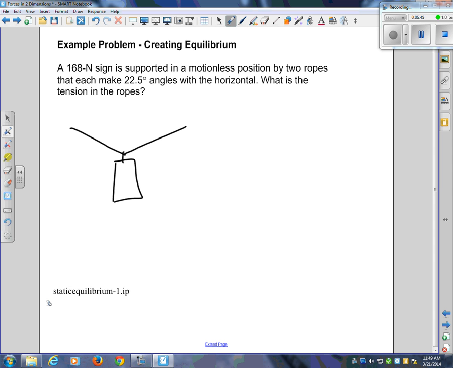Okay, so we've got 168 newtons down. And it's supported in a motionless position by two ropes that each make 22.5 degree angles with the horizontal. So in other words, this right here is 22.5, as is this one, 22.5. Now, there's two ropes, so I'm going to call this T1 and T2, tension 1, tension 2.